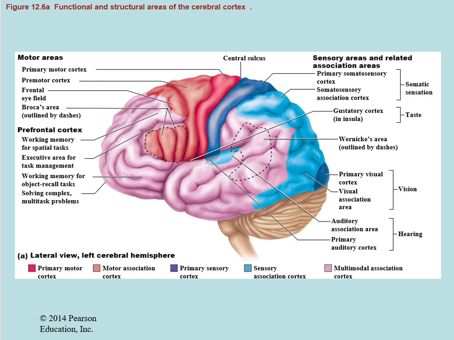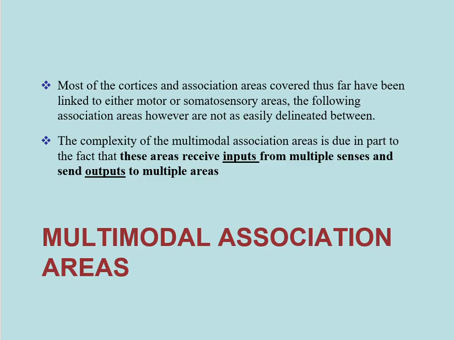Alright, so here's a quick review looking at the many different areas of the brain, both motor areas more towards the front and sensory areas more towards the back and lateral sides. Make sure to review that video, and we're going to continue on next and look at multimodal association areas.